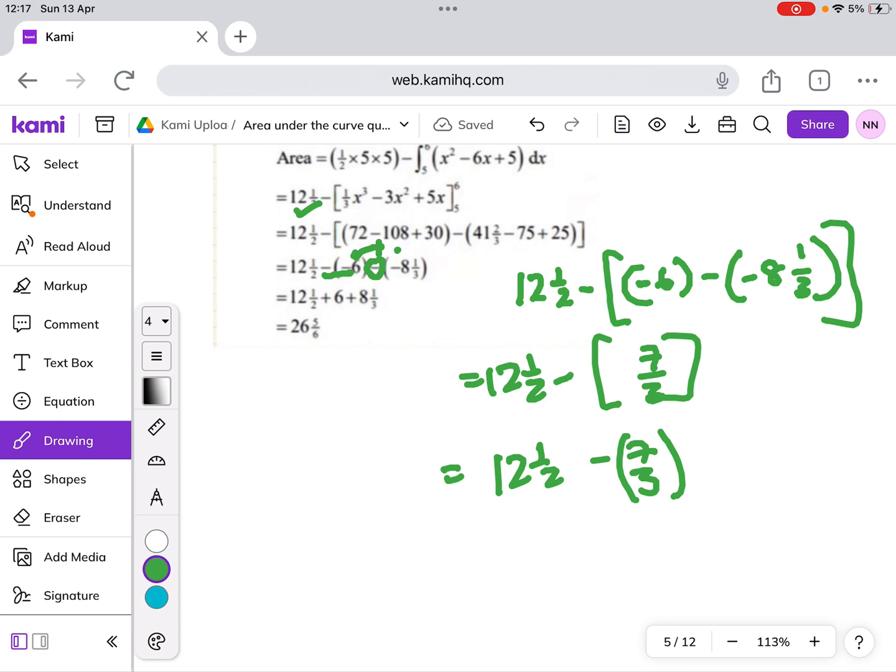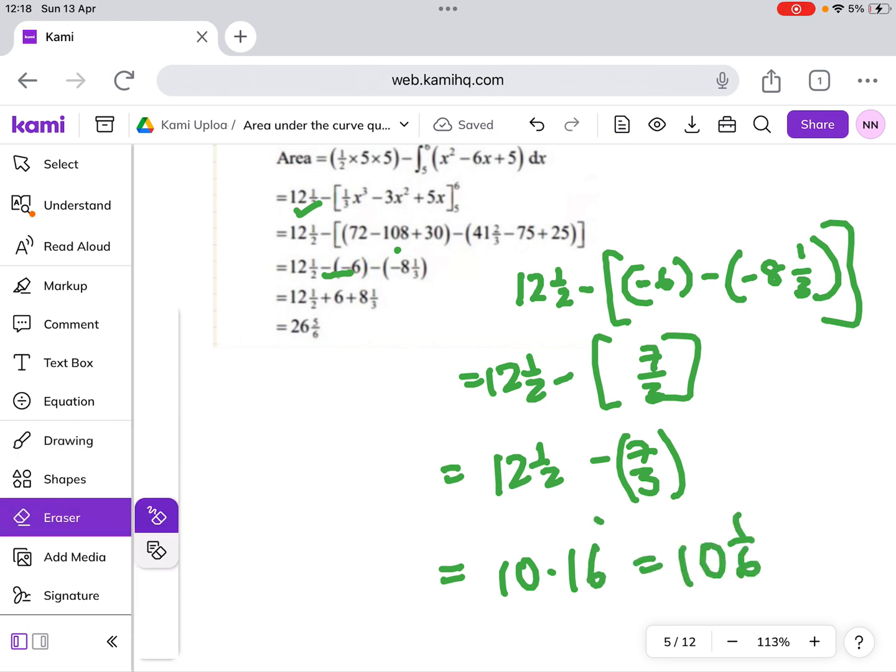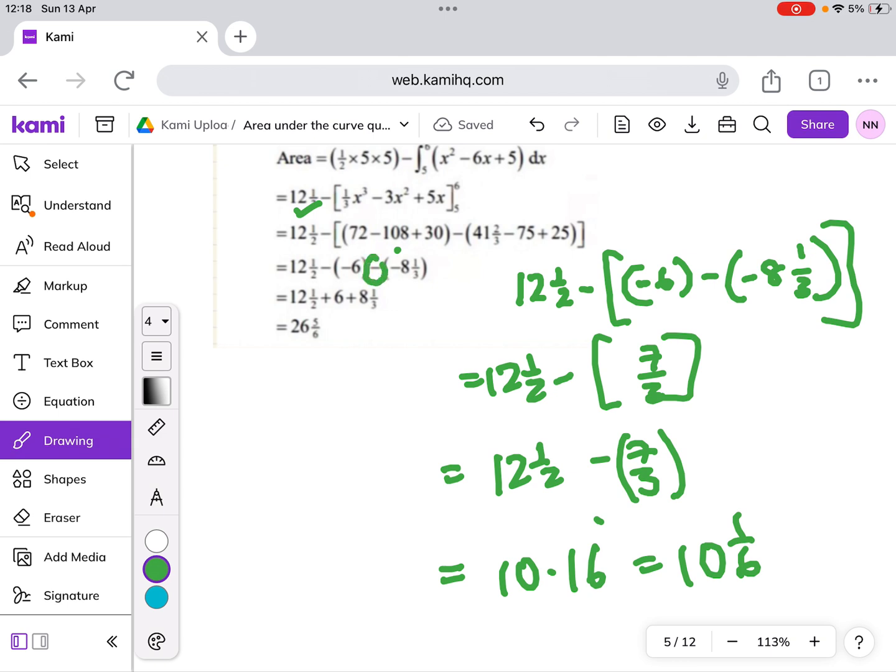So if we use our calculator to do 12 1/2 plus 6 minus 8.333333, we should end up with 10.16 recurring, or 10 and a sixth. So they have made an error by not changing that to a plus.